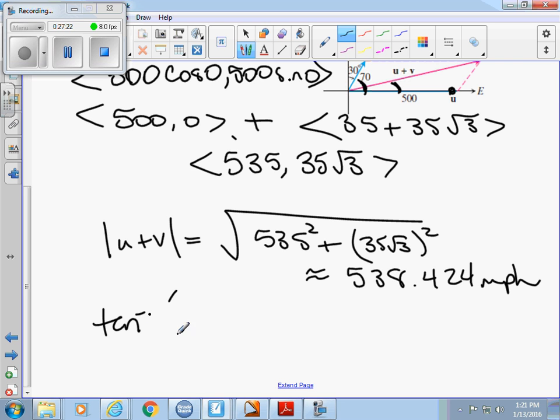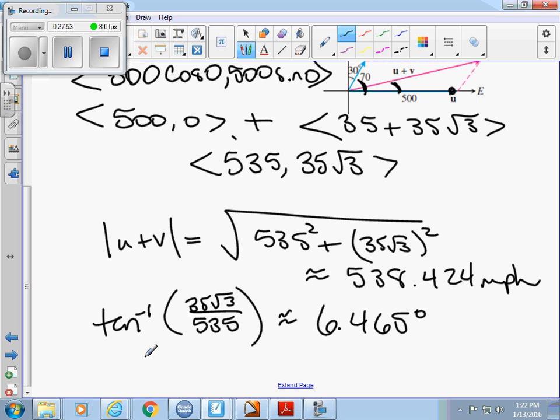And tan inverse of 35 radical 3 over 535. So you just learned another formula. If you want to find the angle, you can use tan inverse. Be careful. Tan inverse will only give you answers in the first and fourth quadrant, so you may have to move it, but it will give you the angle. Go ahead and give me that as a degree. 6.465. And that would be the angle from the x-axis.